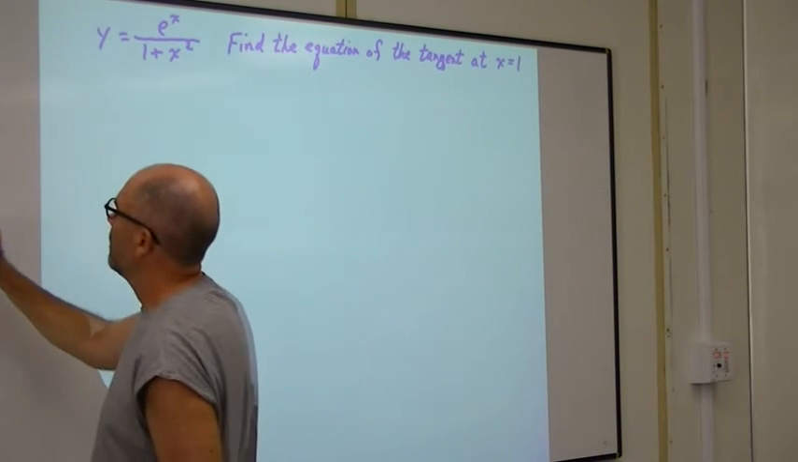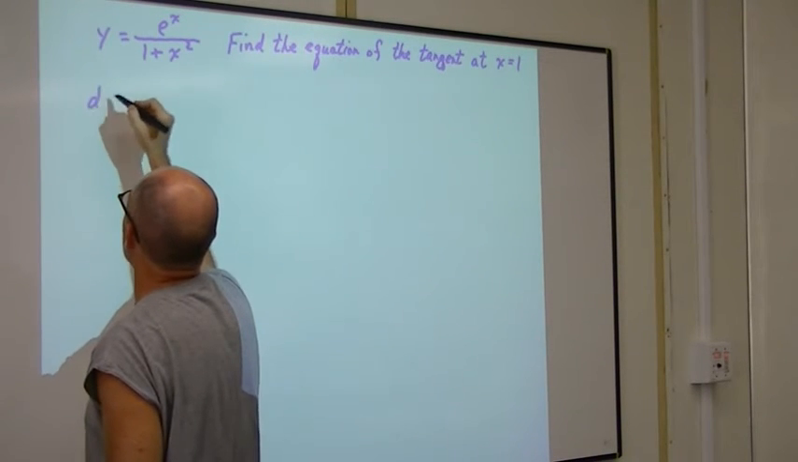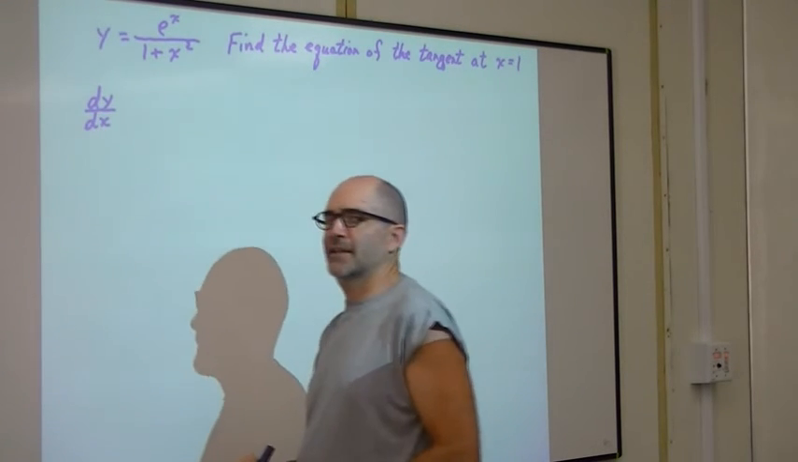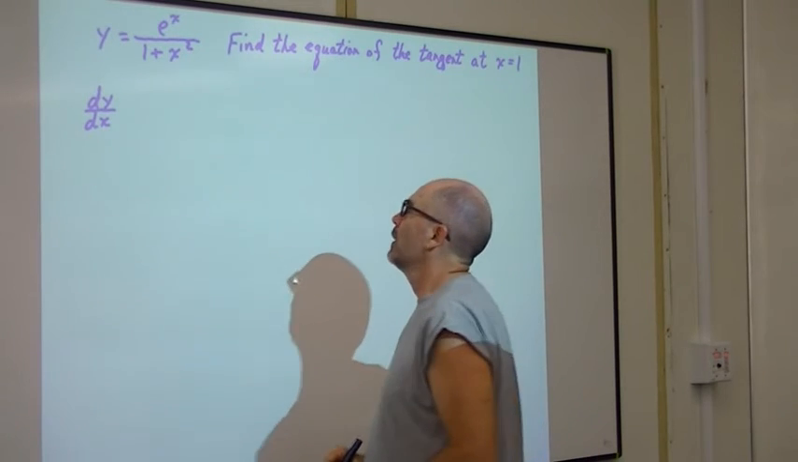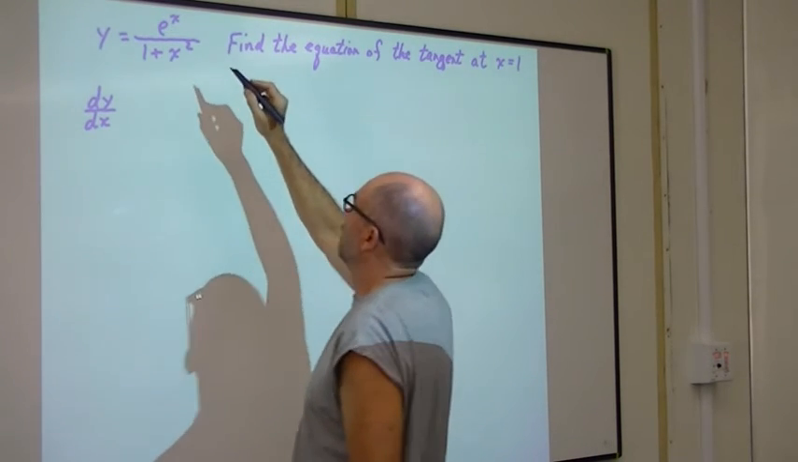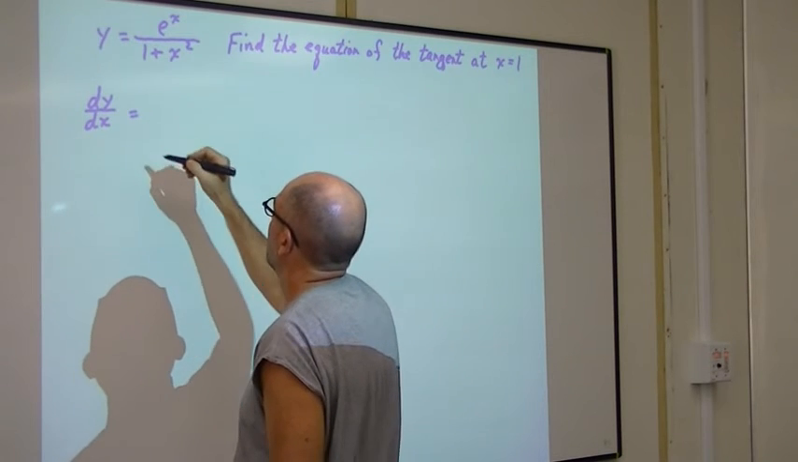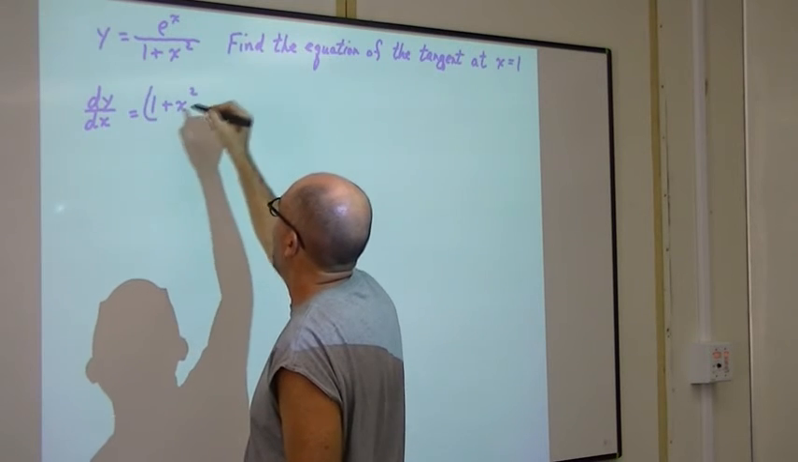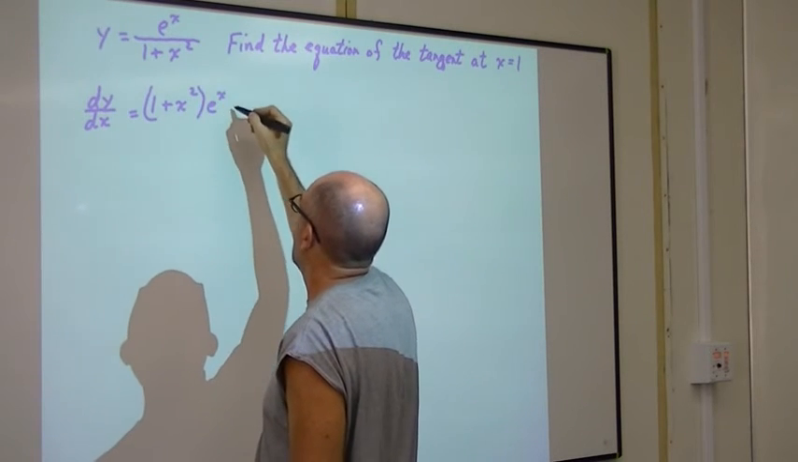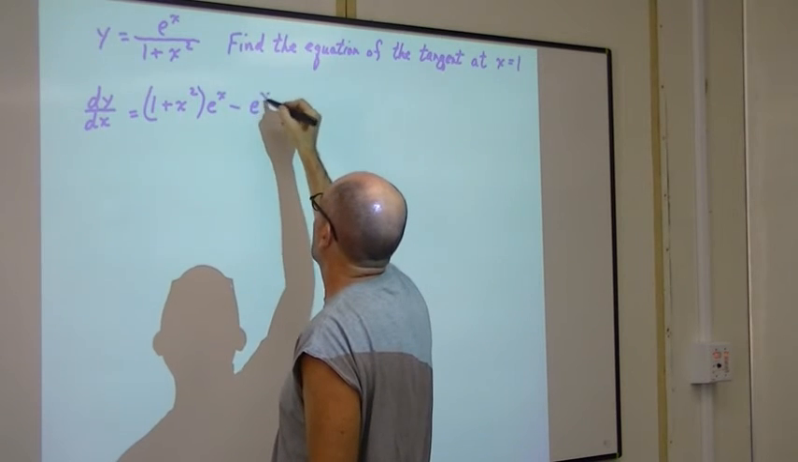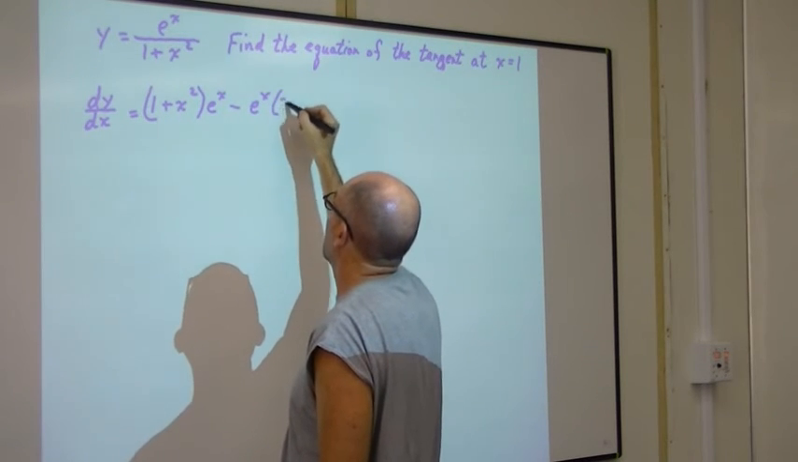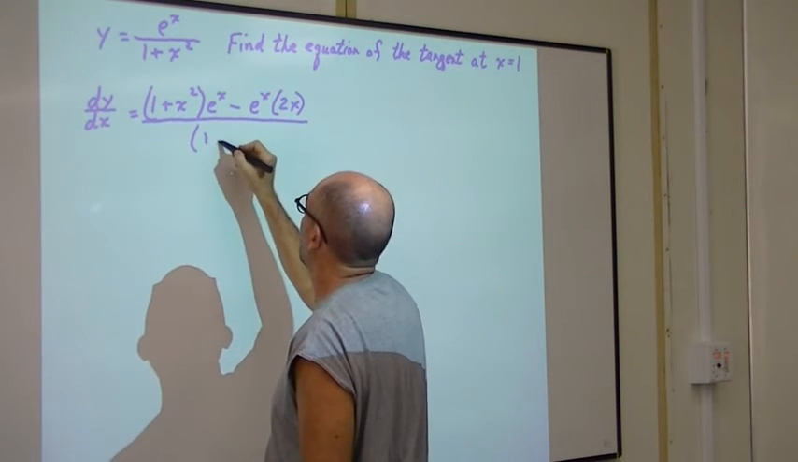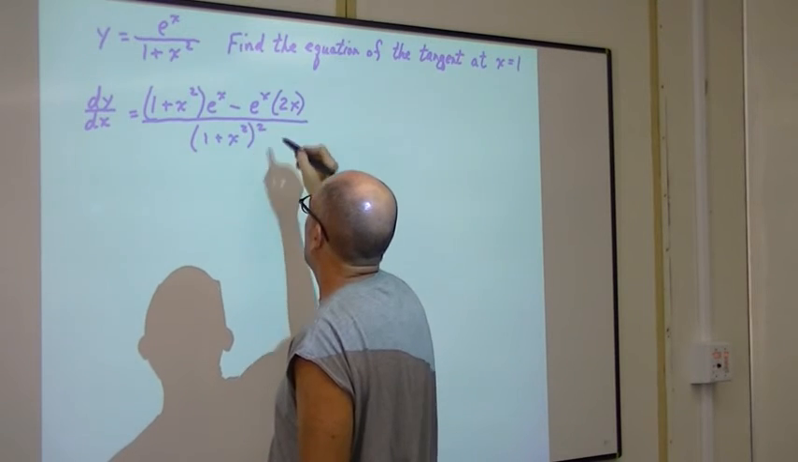So let's mess around with a little bit different notation. Instead of calling it y prime, let's call it dy dx in honor of Mr. Leibniz. So the derivative of this thing is going to equal low d high minus high d low, square the bottom. Anyway, we get.